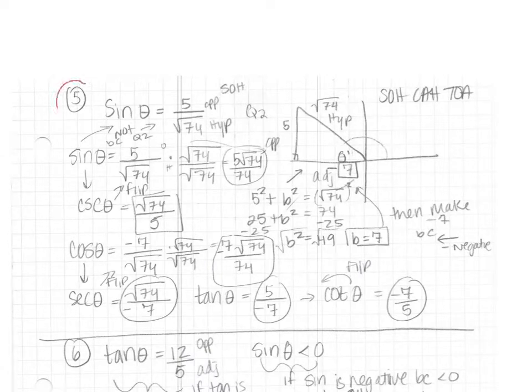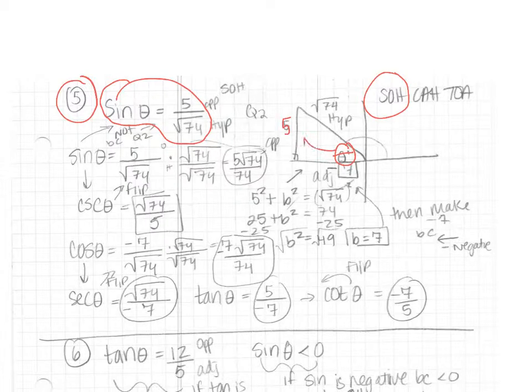So for problem number 5, we won't go in great detail just because it's similar to the problem we just did. Sine of theta, we're going to create a triangle. Sine is opposite over hypotenuse. So we can set up the triangle. They tell us opposite of theta. The reference angle we'll use is 5. 5 is opposite of theta. Hypotenuse is root 74. You can't simplify that. Do Pythagorean theorem to find that last adjacent side, and we get 7.